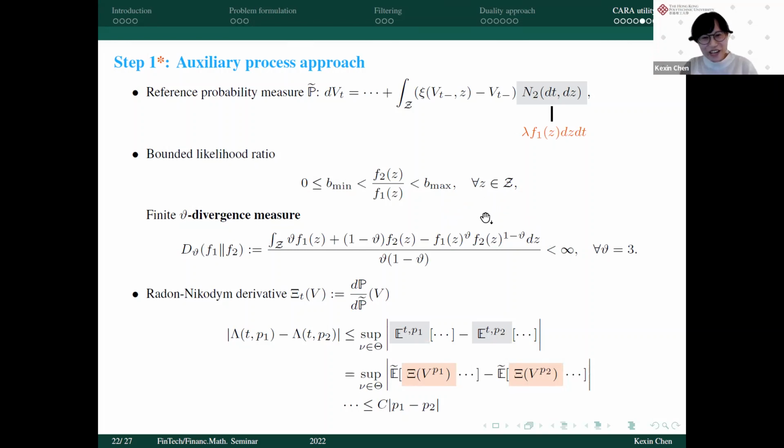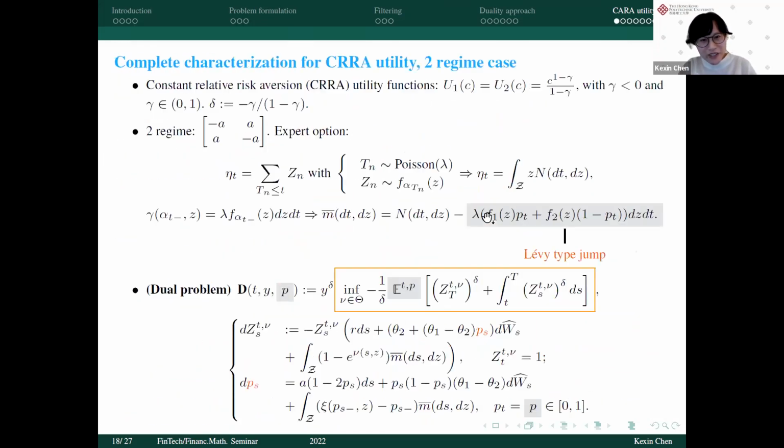Oh, sorry, I did not make it clear. Because we are considering the two regime case, I'm considering also the expert opinion example. So the Z_n follows two distributions. One is F1 and the other is F2. So they are two different density processes.